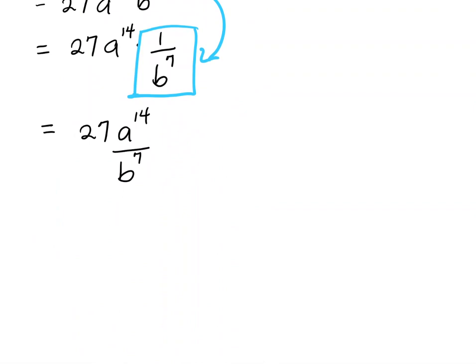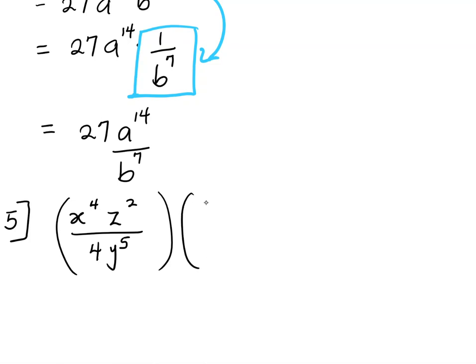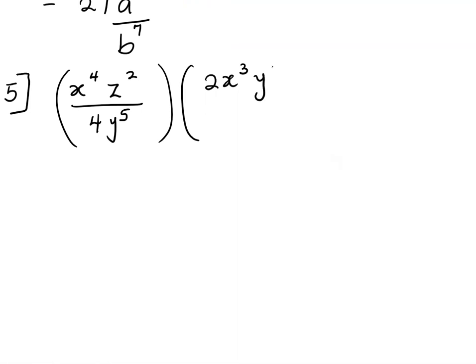Another example. Let us move on to another example, Example 5. Let us have this problem: x raised to power 4, z raised to power of 2, divided by 4y raised to power 5. Then we are multiplying everything here by 2x raised to power of 3, y raised to power of 2 divided by z raised to power of 3, and everything raised to power of 2.